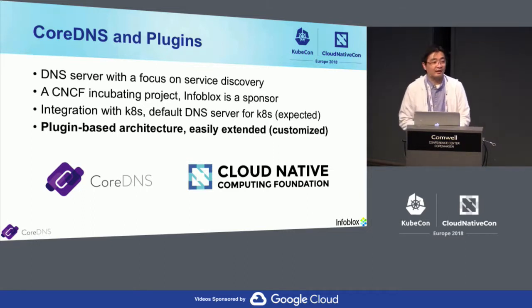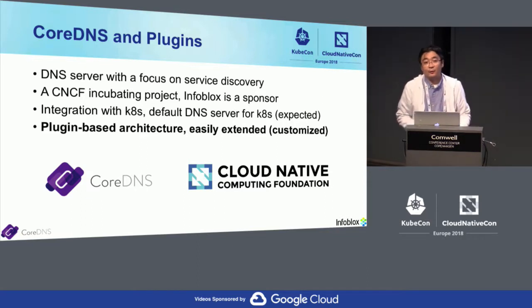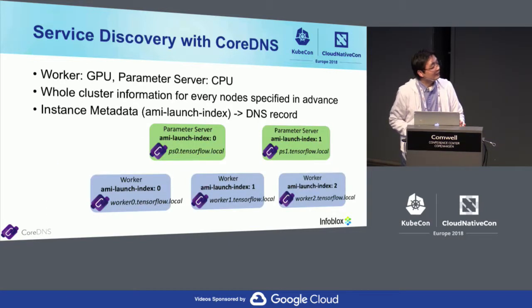We use CoreDNS plugins to achieve our goal. CoreDNS is a DNS server with a focus on service discovery. It's a CNCF incubating-level project, and Infoblox is a sponsor of it. CoreDNS integrates with Kubernetes, and it's likely CoreDNS will be the default DNS server engine for Kubernetes very soon. Finally, CoreDNS has a plugin-based architecture, which means it could be easily extended with customized plugins. And that's what we are doing in our case.